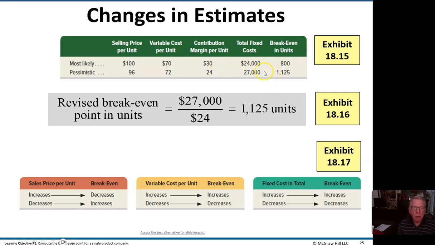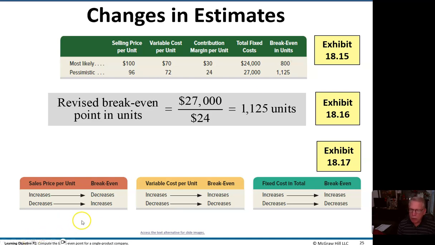And our fixed costs are a little more than what we expected, at $27,000 instead of $24,000. So our break-even point in units, given the pessimistic scenario, would be the 27,000 fixed costs divided by the contribution margin per unit of $24, and that jumps the break-even dramatically up to 1,125 units instead of 800 units.